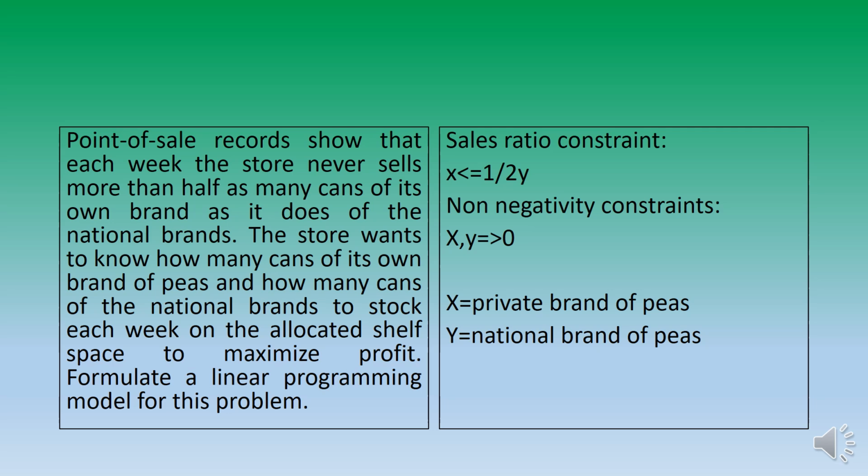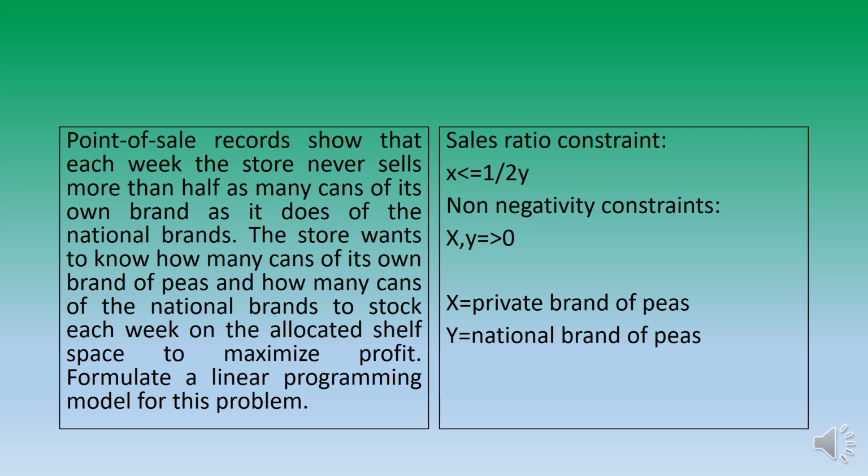And the non-negativity constraint: X and Y cannot be negative. The private brand of peas and the national brand of peas must not be less than zero. They may be zero or more than that.